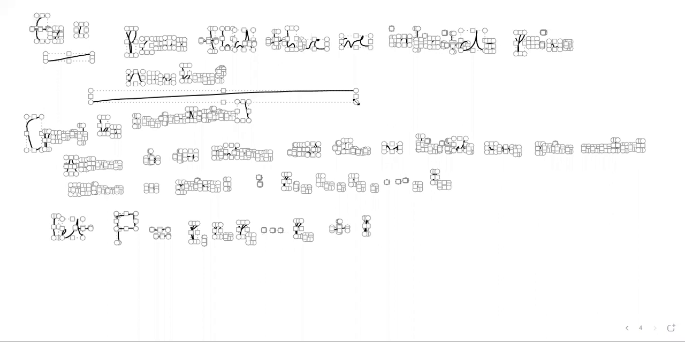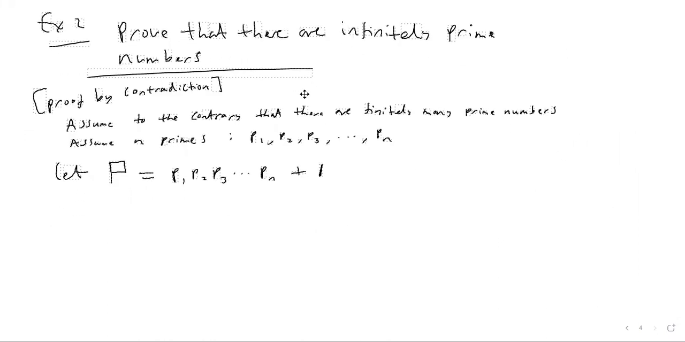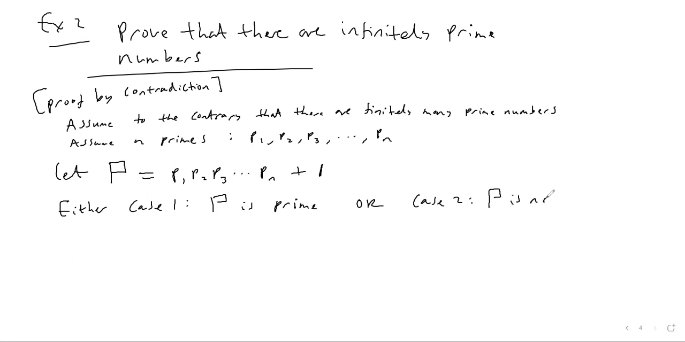Now, either this number here is a prime number or it's not a prime number. So either a number is prime or a number isn't prime. So either case 1, this capital P is prime, or case 2, P is not prime. Okay, so we've got these two cases here.